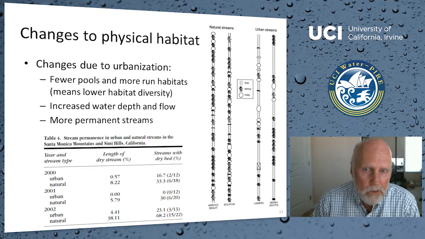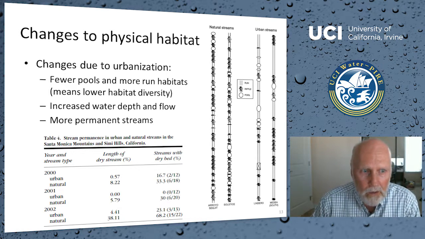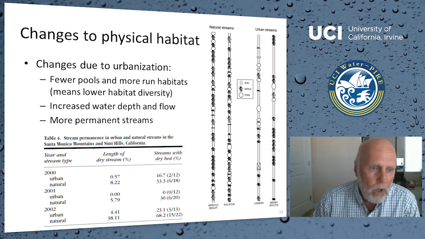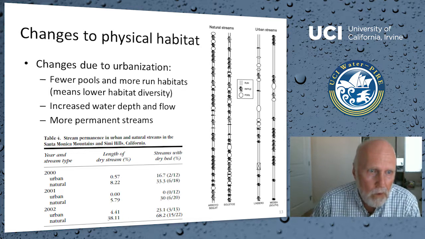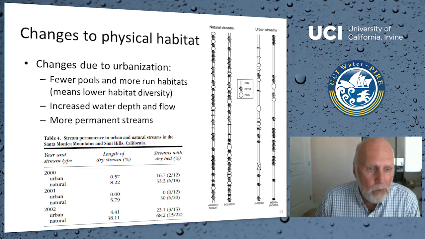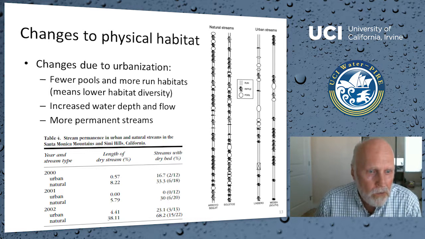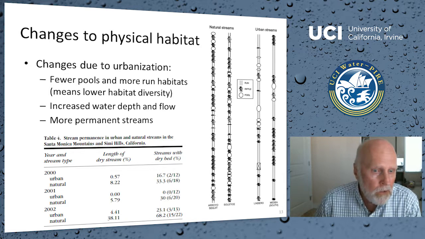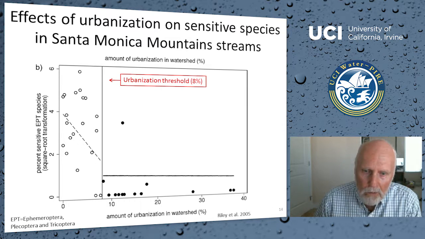So the run would be just a smooth section where the water is flowing relatively quickly. And so what it means is that there's a lot less habitat diversity in the urbanized streams, and there's also a higher water flow and increased water depth. And then, as I mentioned before, we've also found that the streams become much more permanent. That's illustrated in the table below, which shows the length of dry stream in urban versus natural. And so you can see that there's much less dry stream in the urban areas than there are in the natural areas. So next slide.